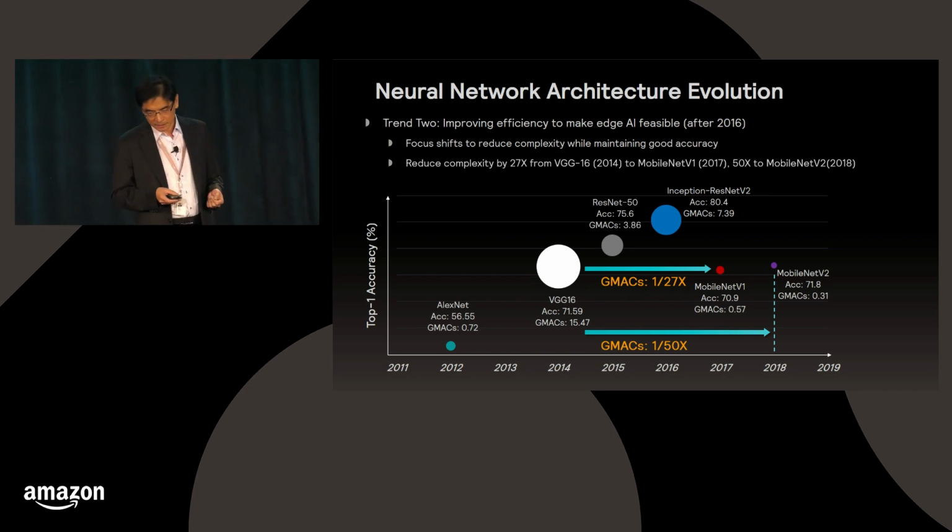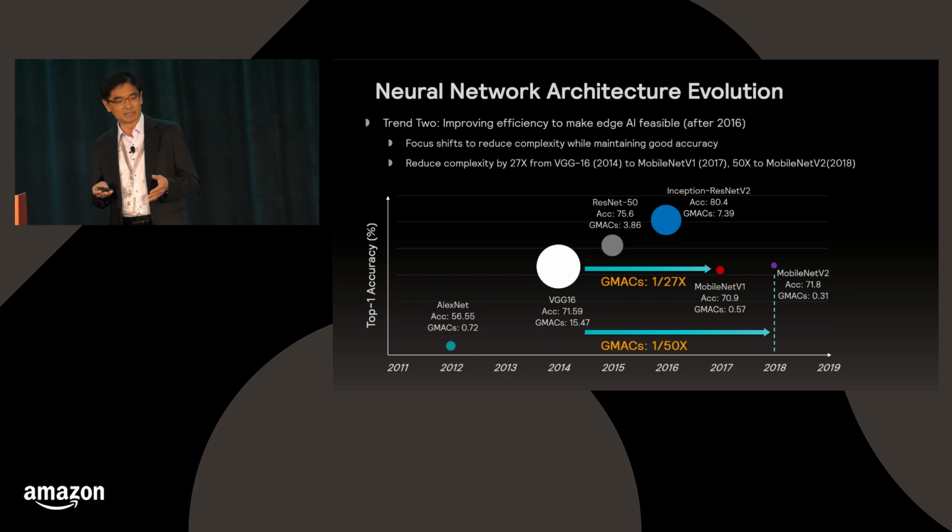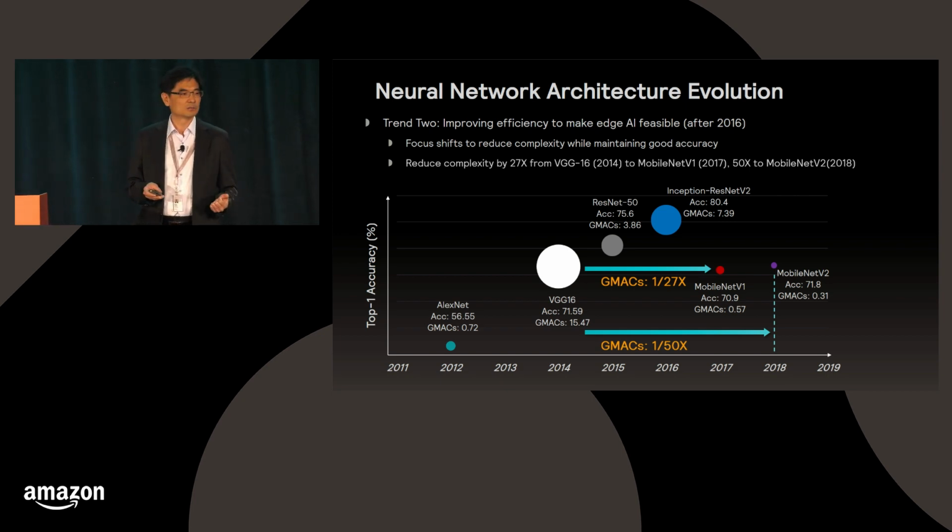So you can see here, comparing 2017 MobileNet V1 with the 2014 VGG16, the computation complexity in terms of GMACs is reduced by 27 times. And even more in 2018, MobileNet V2, the reduction was pushed to 50 times. So you can see here, because of the fast evolution of the network architecture, Edge AI becomes much more feasible and enables more complicated applications.